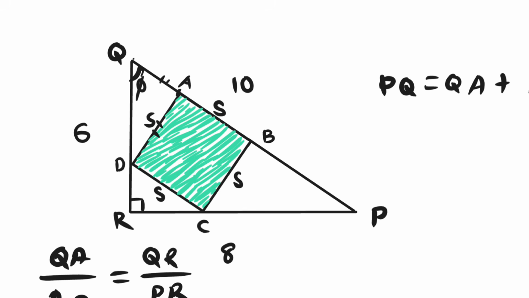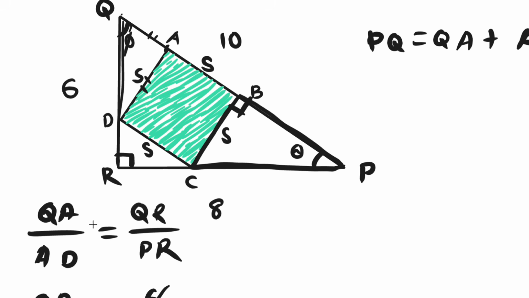Next, let's do exactly the same thing for the lower, smaller triangle, triangle BCP. Once again, this smaller triangle shares angles with the large right triangle, so these two triangles are also similar. And just like before, corresponding side ratios must be equal.